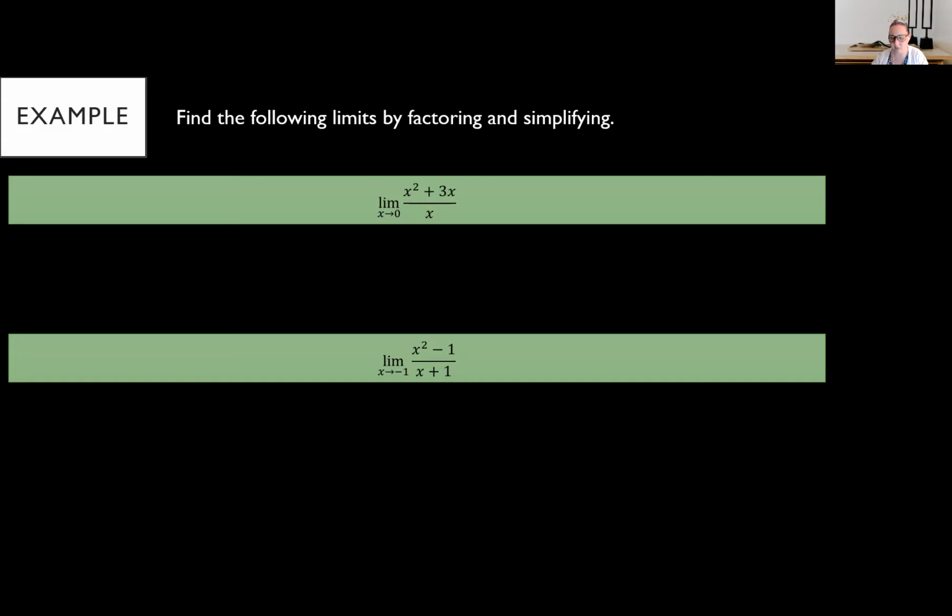So I'm kind of going in the order of the techniques you want to try. First see if you can plug in the number, and if you can't, move on to the next one to try. So how this works is we are going to factor our numerator, and then we're going to cancel things out and then take the limit. So I can factor an x out.